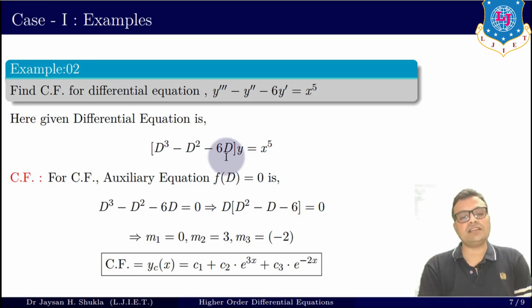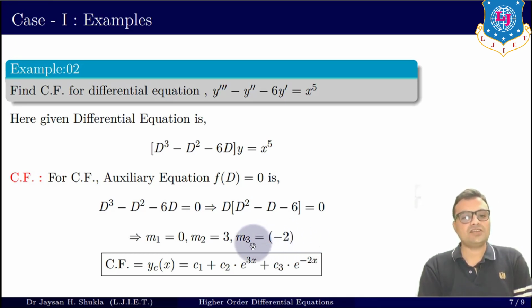Considering its auxiliary equation by f of D equals to 0, which simply gives us D times D square minus D minus 6 equals to 0, and by factorization we will get three roots. M1 equals to 0, M2 equals to 3, M3 equals to minus 2. Again, let me remind you that there is no certain rule for the orders of these roots. It can be in any order.